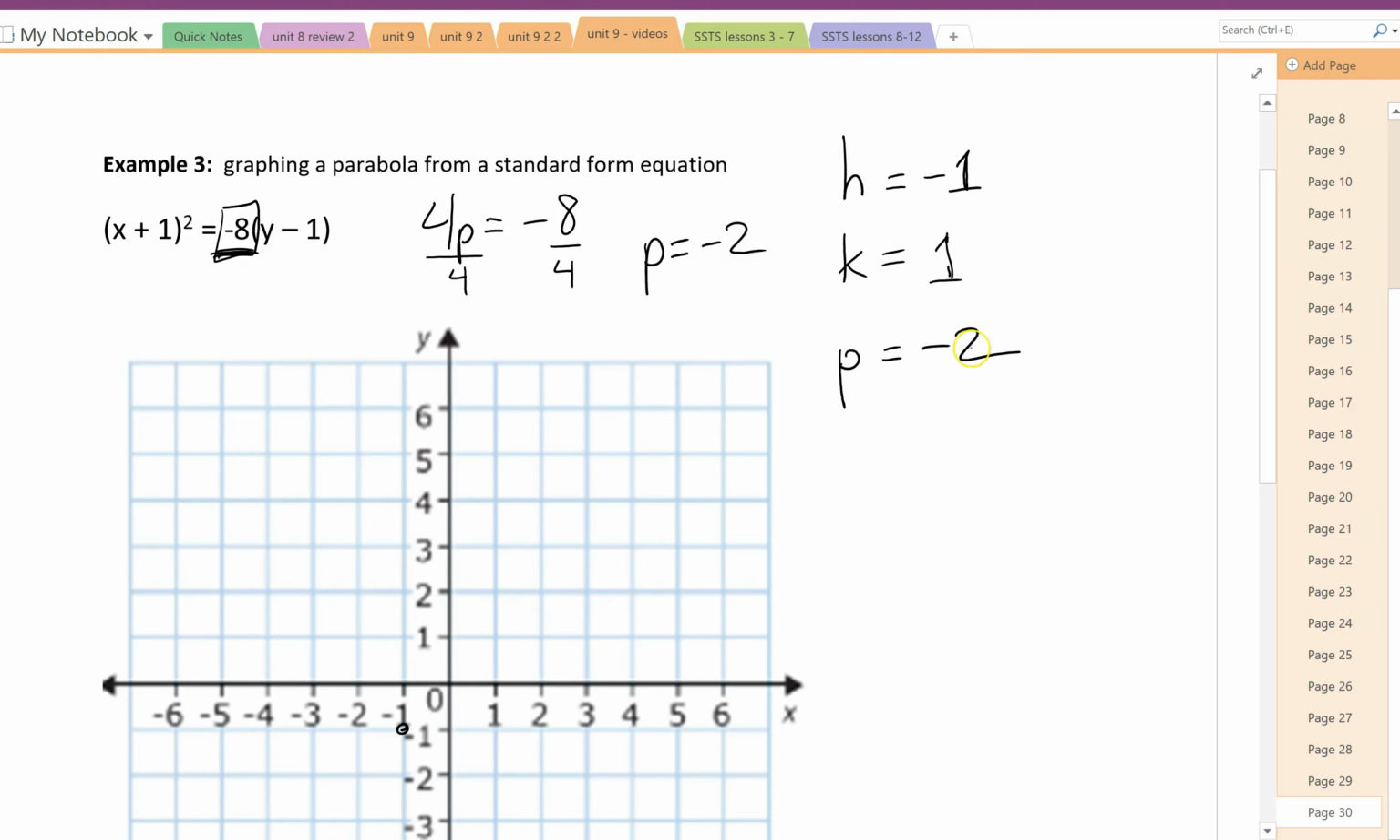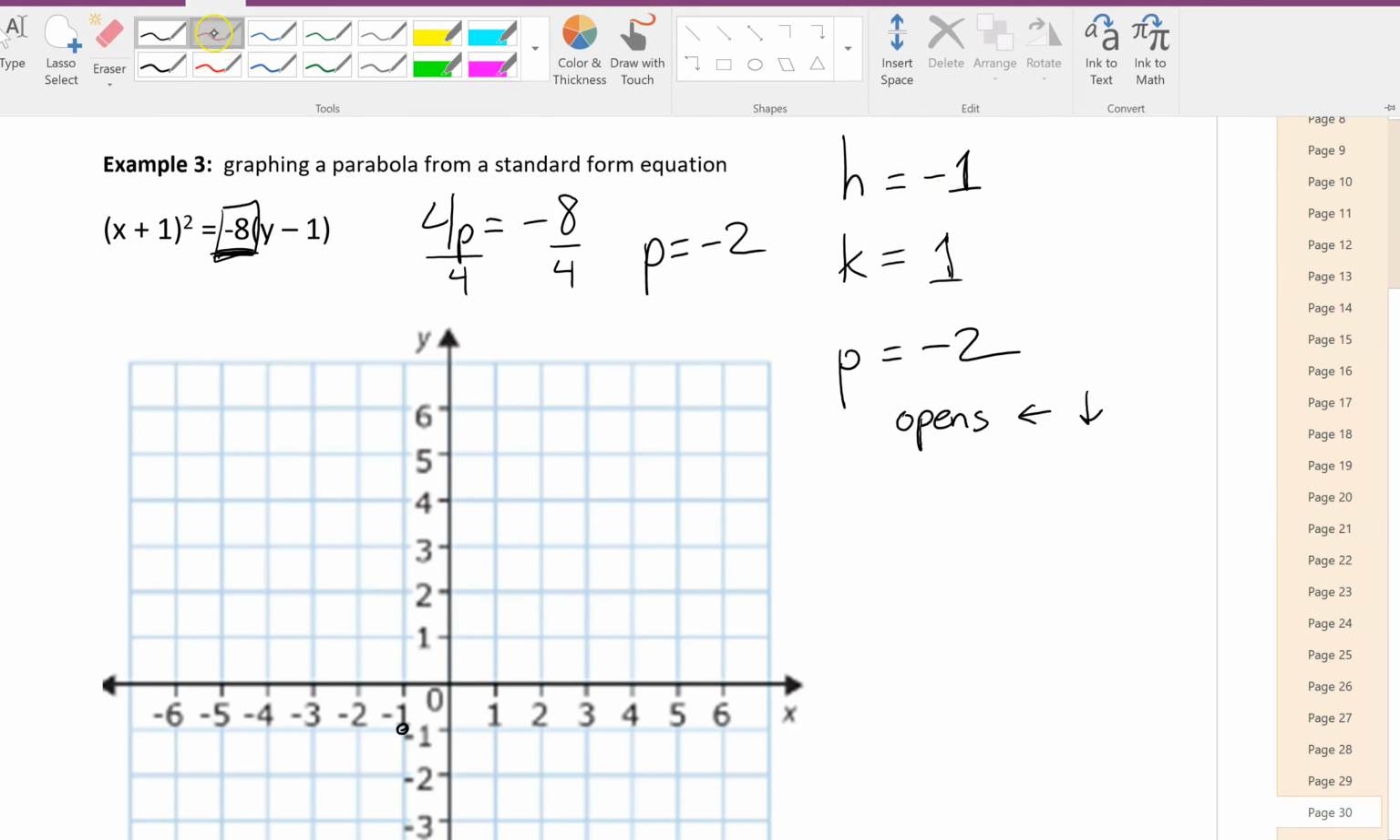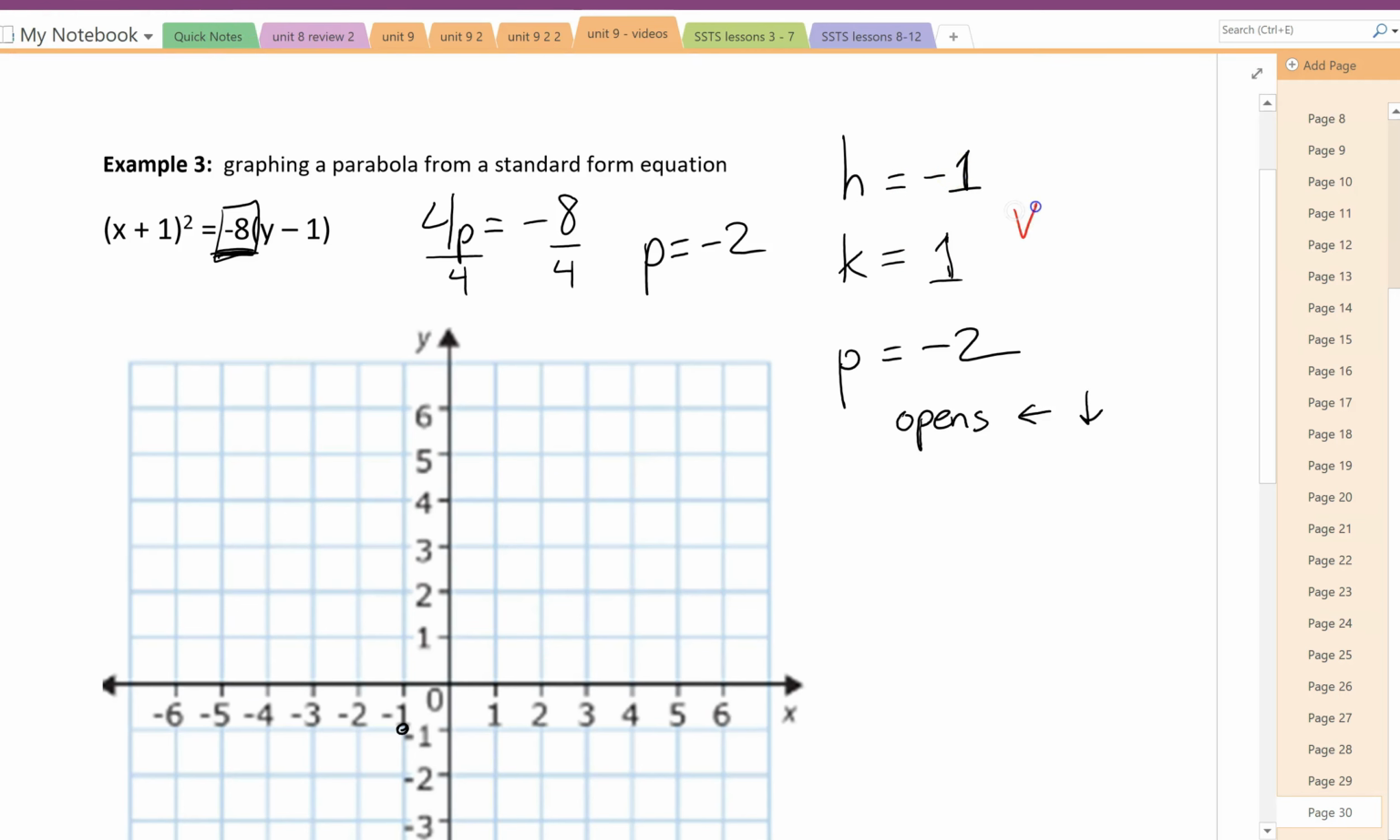Remember what I said about when P was negative, that means that the parabola either opens to the left or down. So when P is negative, the parabola opens to the left or down. Okay, so let's figure out which one it does. What I know is that H is -1 and K is +1. So the vertex is going to be at -1, 1. That's this point right here. There's my vertex.